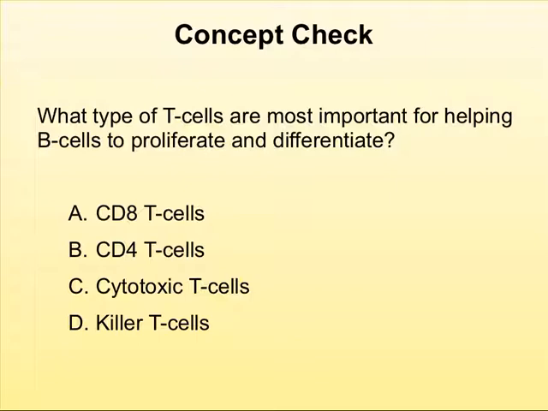CD8 T cells become cytotoxic T cells, so they're not involved in B cell proliferation. We can cross those off the list. Cytotoxic T cells, because they're a result of those CD8 T cells, are also not involved in that process. So now we're left with killer T cells, which had nothing to do with the B cell response. So it's these CD4 activated T cells that are involved in proliferation of B cells.